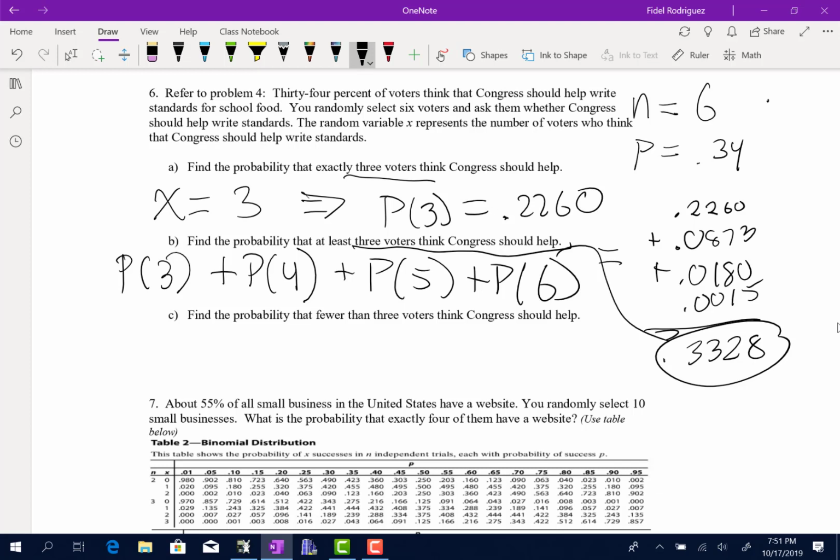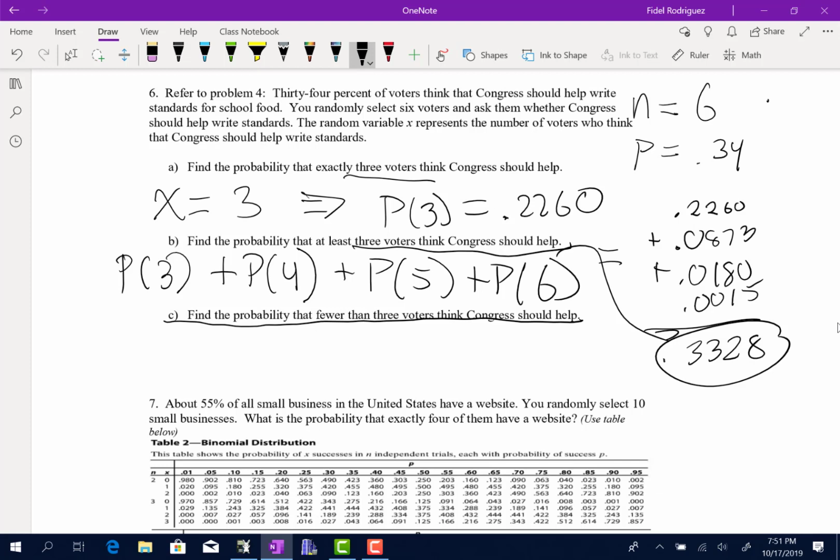Okay. Now, I want us to look at part C. Part C says, find the probability that fewer than 3 voters think Congress should help. What is fewer than 3? Well, let me ask you a question. Is 3 fewer than 3? No. So it would be what number or less? 0, 1, or 2. Okay, so guys, before we go on and say, look, let's do this again and put 0 and then go back and do 1 and then go back and do 2.